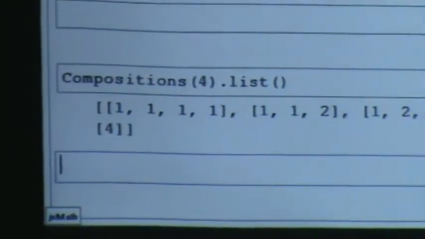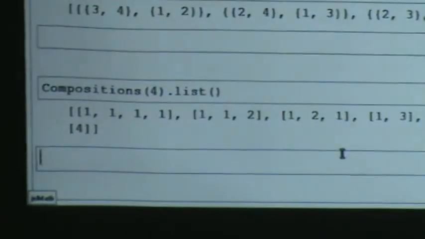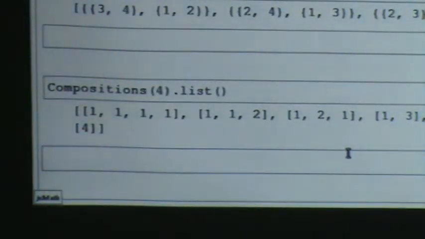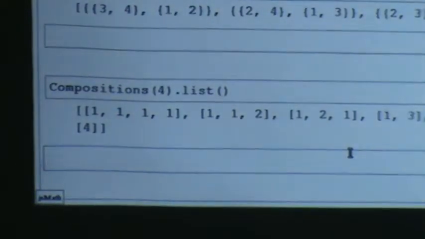Okay, so that's the first half of my talk. Does anyone have questions about general things in Sage before I move on to talking about symmetric functions? No?